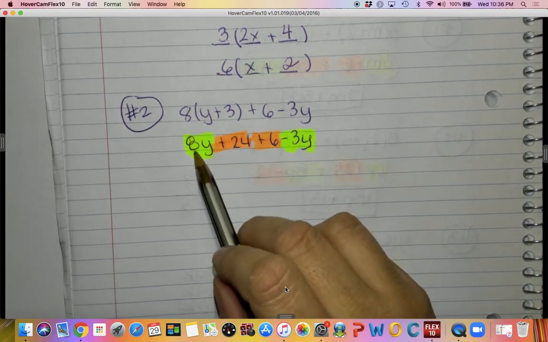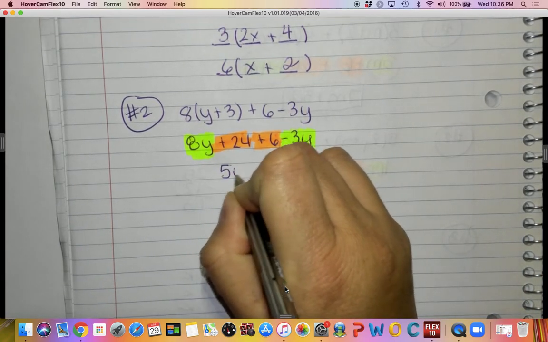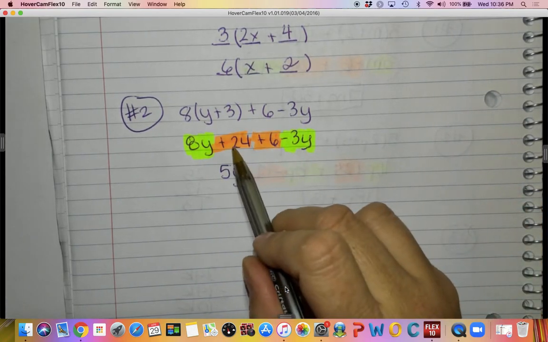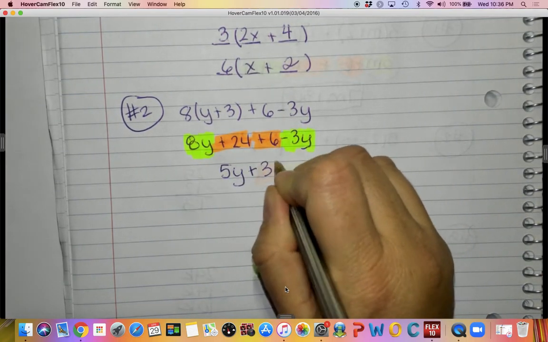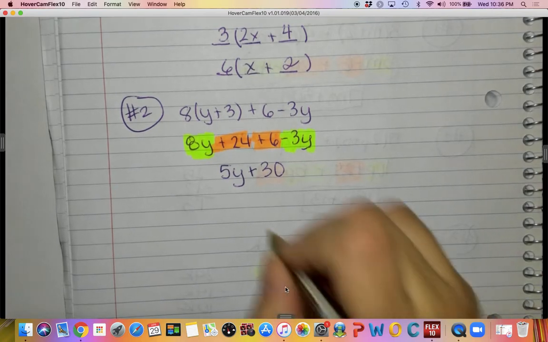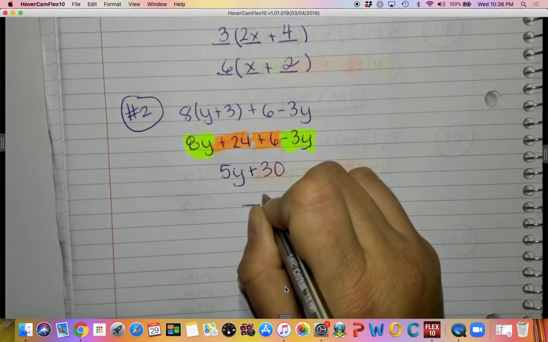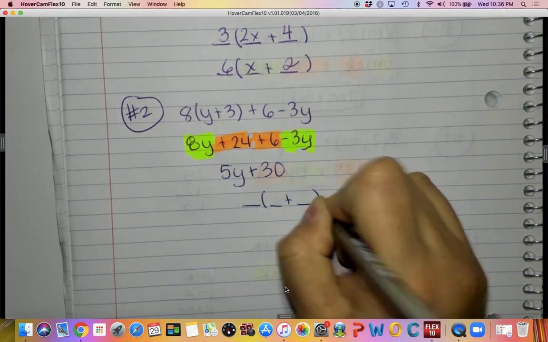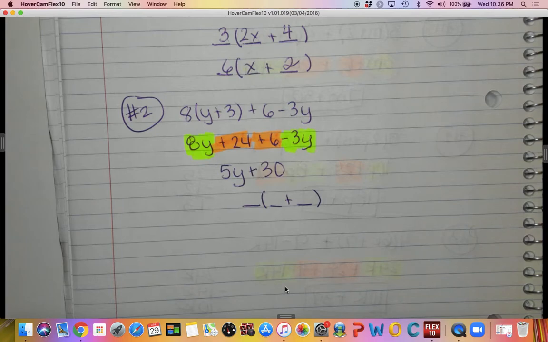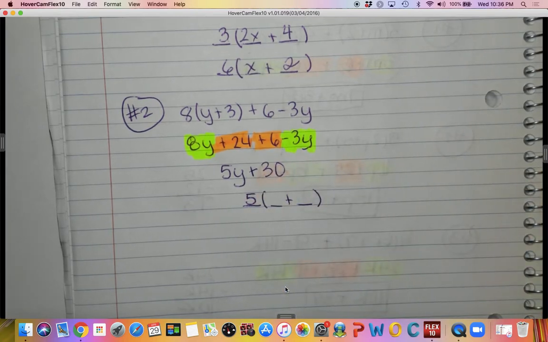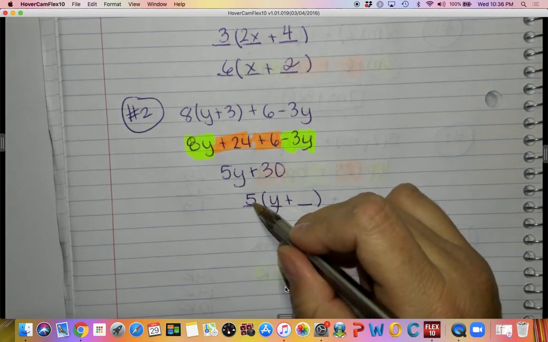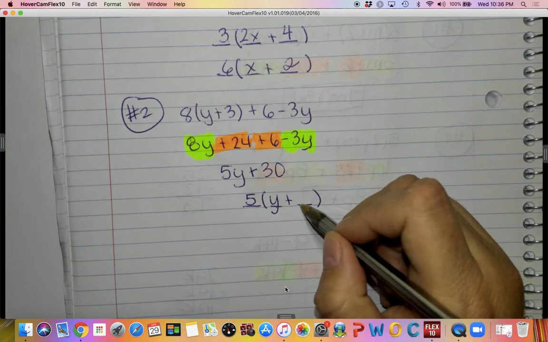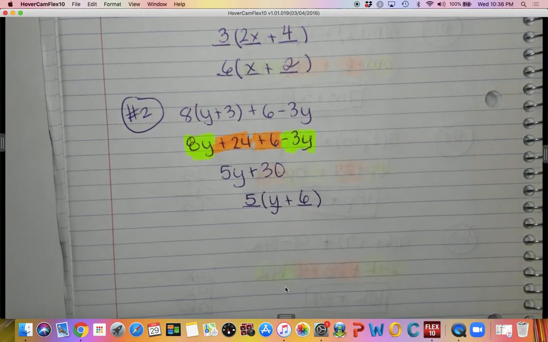So my y's here are 8 minus 3, which is 5y. And then my numbers here are both positive, so 24 plus 6 is 30. Now I can factor. So I know there's only one way to make 5, and that's 5 times 1. So I'm going to put 5 on the outside. 5 times what is 5y? So it has to be y. 5 times y is 5y. 5 times 6 is 30.